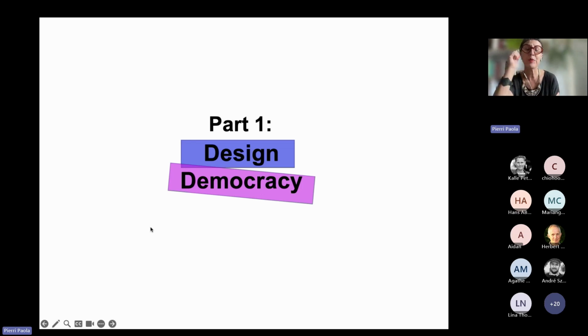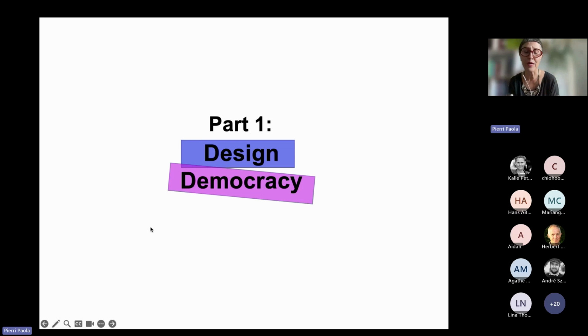And I'm going to start in part one of the talk by trying to sketch this field that sits between design and democracy, and, in my opinion, the challenges in between in this area. I'm going to provide a quick overview of some key works in this area, but I wanted to clarify that this is by no means an attempt to build a comprehensive review or a comprehensive literature.